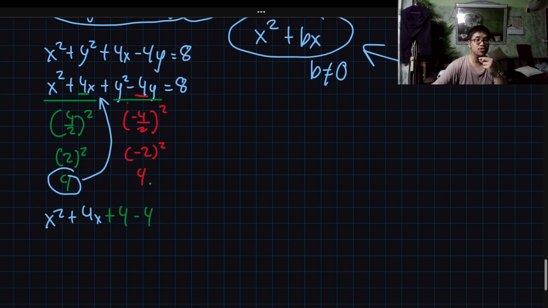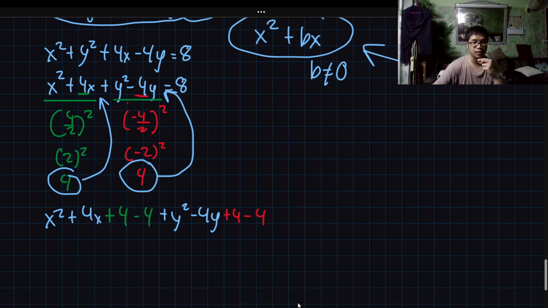And the same thing goes on for the y. Since we have the result of 4, we will put positive and negative 4, or plus 4 minus 4. So we will have plus y squared minus 4y, then plus 4 minus 4, is equal to 8. Okay? What's the next step then?